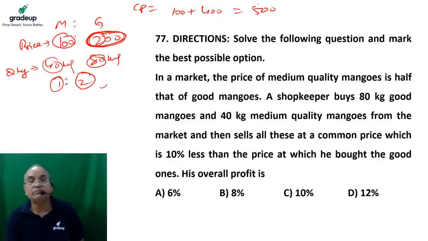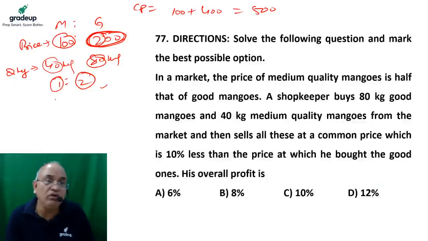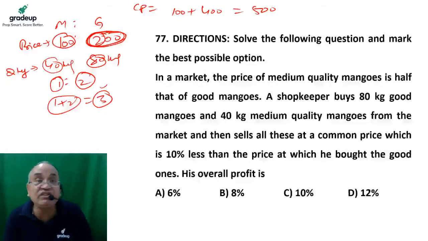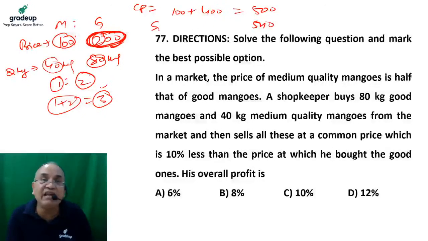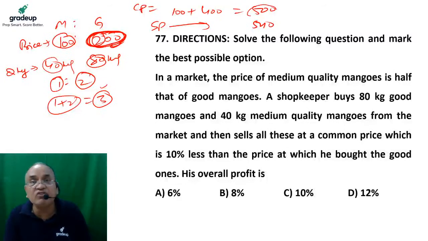500. Okay. So the total kg he has sold is 1 plus 2, equal to 3 kgs. And he has sold all 3 kgs at a rate which is 10% less than the cost price of the good one. What is the 10% less? 10% of 200 is 20. So 20 rupees less means the selling price is nothing but 180 rupees per kg. If 180 rupees per kg is the selling price, then 3 kg he has sold for rupees 540. So this is the selling price of all 3 kgs. So this is the cost price of all 3 kgs.